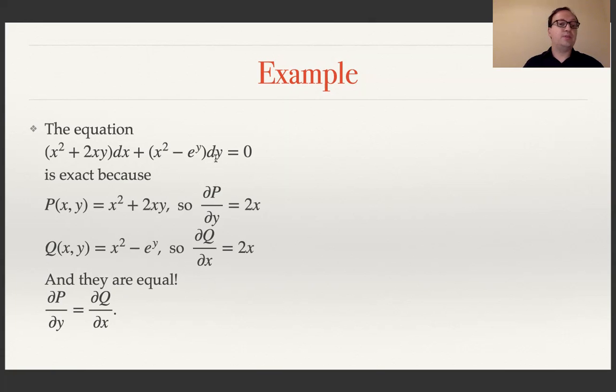And the coefficient of dy is q of x and y, which is x squared minus e to the y, and its partial derivative with respect to x is again 2x, because now we are taking partial derivatives with respect to x, so minus e to the y doesn't contribute, and we just have the derivative of x squared, which is 2x. And they are equal, so both of them are 2x. And then by the criterion stated on the previous page, this means that the equation is actually exact.